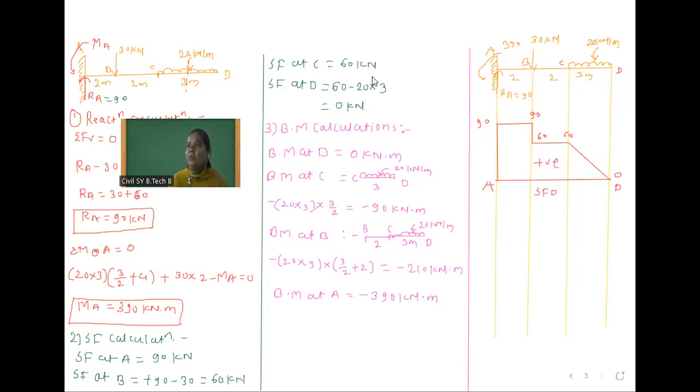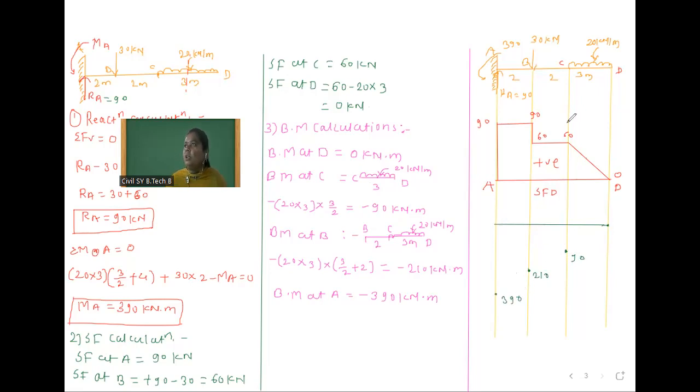Then we will draw the bending moment diagram. I think all values of bending moments are minus. So we will draw below the baseline. Okay. First we will mark points and then we will draw. So bending moment at D is 0. After that, bending moment at C is minus 90. After that, bending moment at B is minus 210. And after that, bending moment at A is 390.